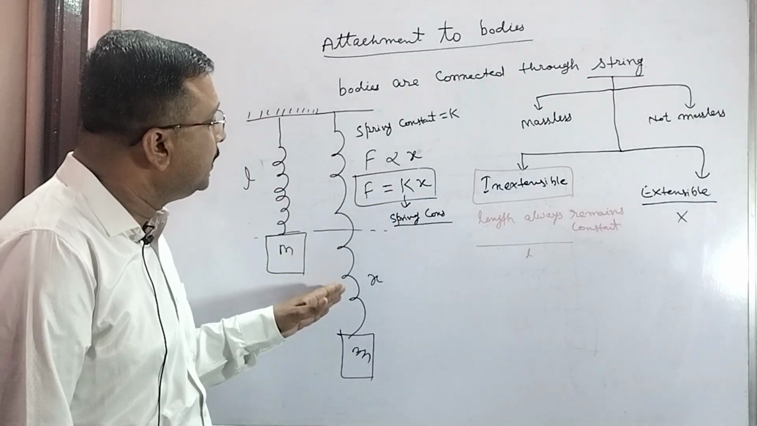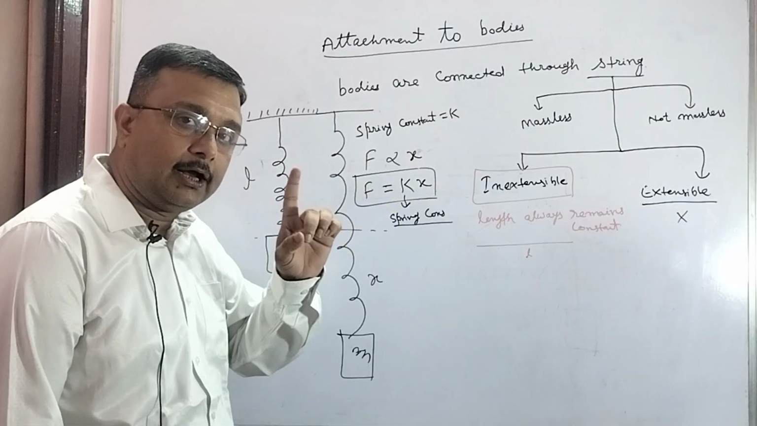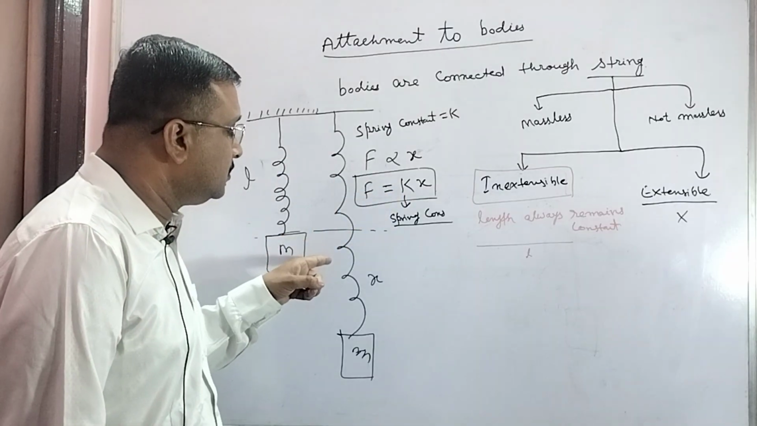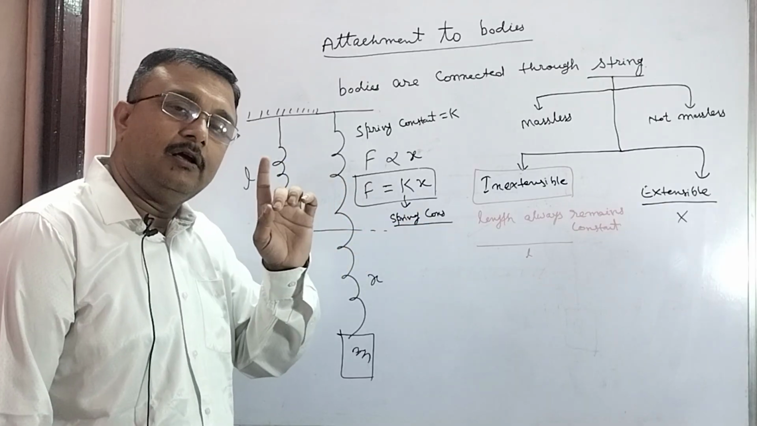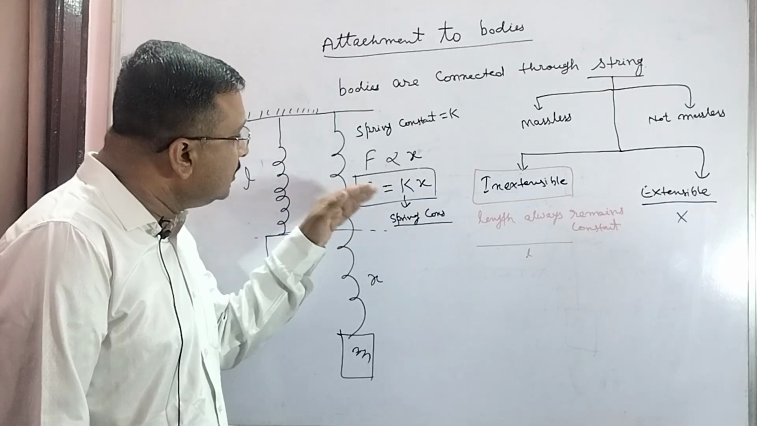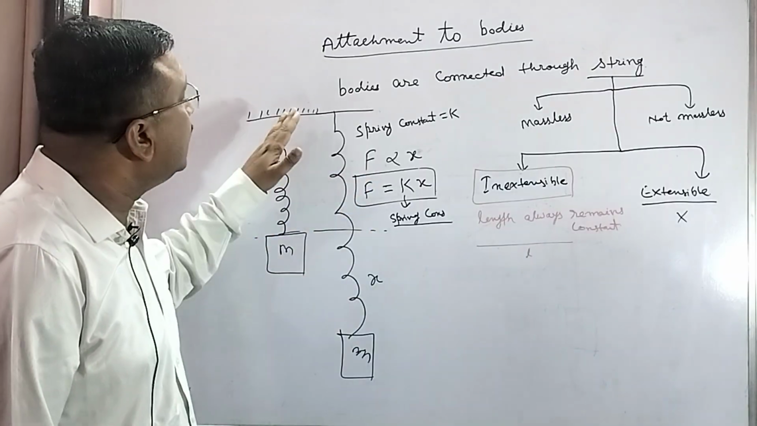डिफरेंट स्प्रिंग के लिए K का वैल्यू अलग अलग होगा, बट फॉर द सेम स्प्रिंग इन ऑल द केसेस स्प्रिंग कांस्टेंट will remain same. In this way we can find out the spring force.